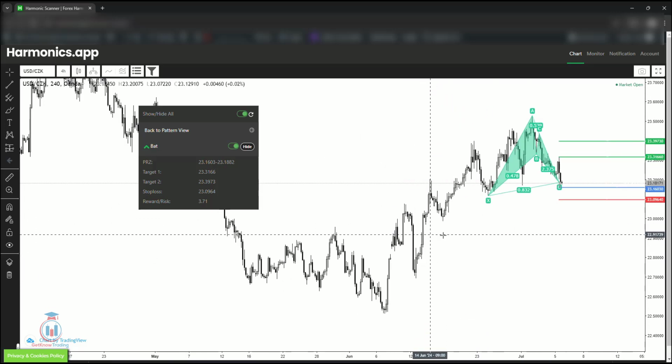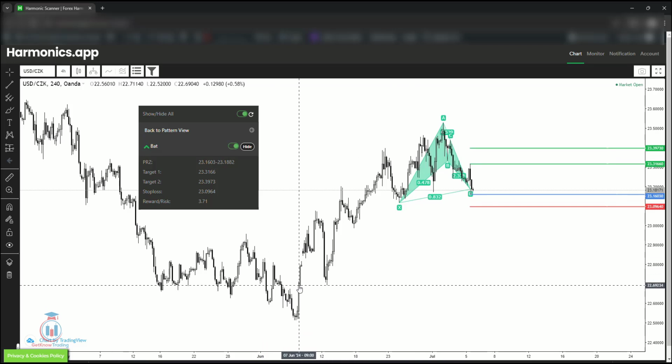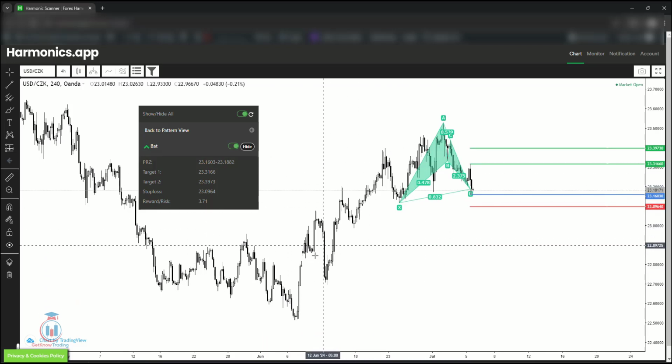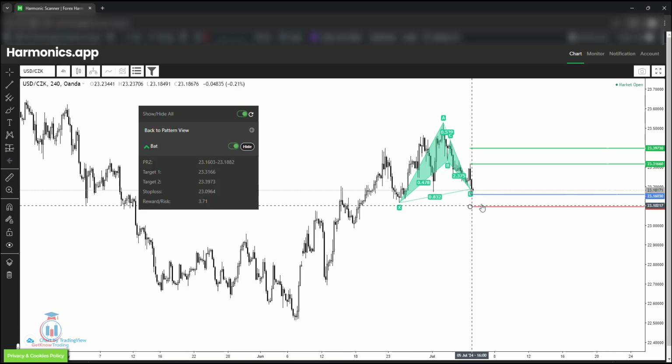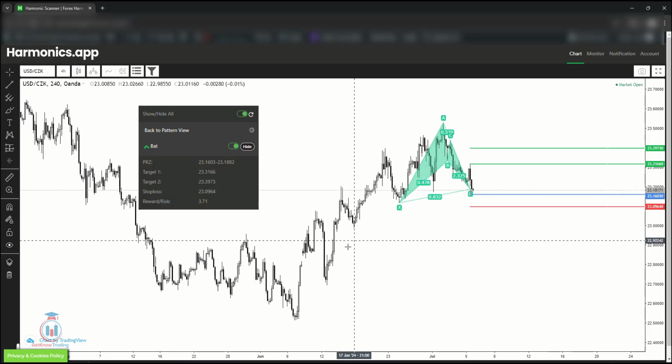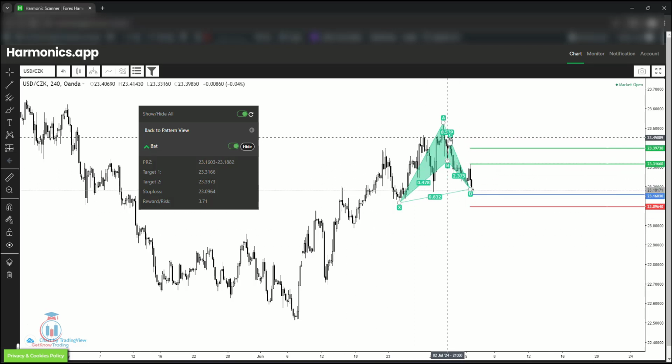Usually what I like to do first of all is to check the trend. Is it a bullish trend? Currently we can see that it is. If it is a bullish Bat pattern, and currently it is, because we can see a green arrow pointing up and the take profit is upwards, and it is in line with the trend, I then make the technical analysis.